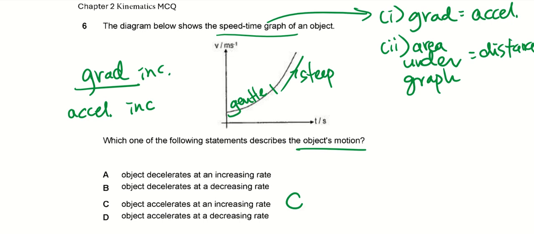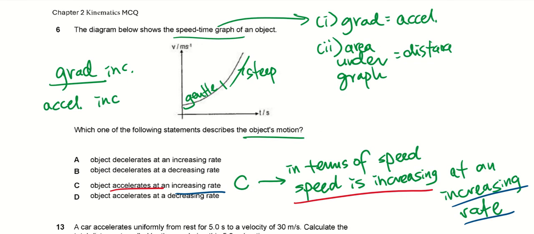Did you all get this answer? Need me to explain? Okay, so in terms of speed, the speed is actually increasing at an increasing rate because the object is accelerating at an increasing rate. So if you are ready, we do the next question. Your time starts now.